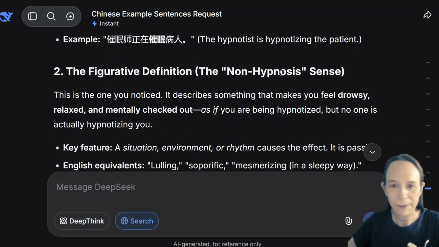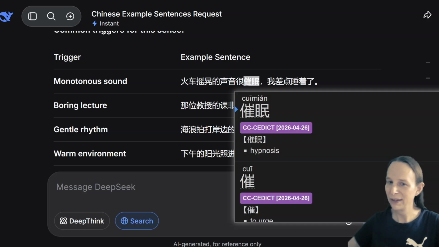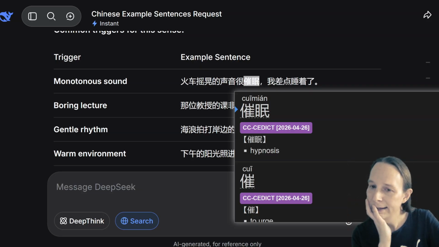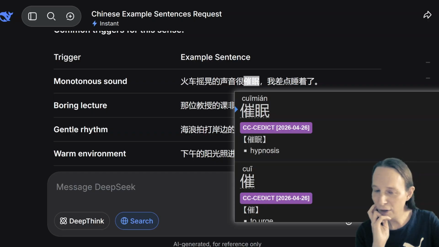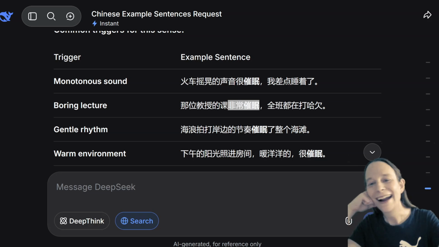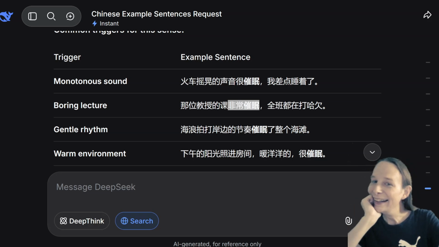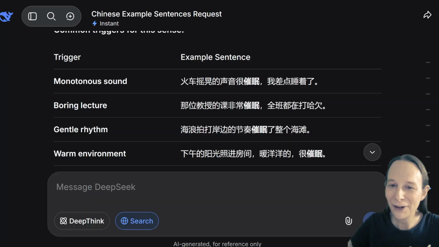Alright. Non-hypnosis sense. 火车摇晃的声音很催眠. That's a verb. To hypnotize. Yeah, this needs editing, doesn't it? In the dictionary, it's a verb. Hypnosis is a noun. 我差点睡着了。这位教授的课非常催眠. All right, so this is used as an adjective. The professor's course is hypnotic. It's so boring. 全班都在打哈欠.